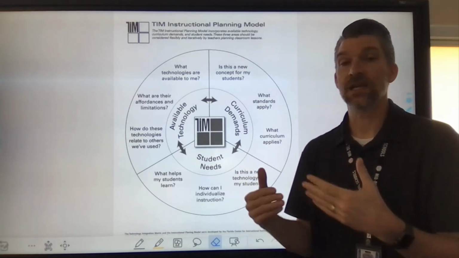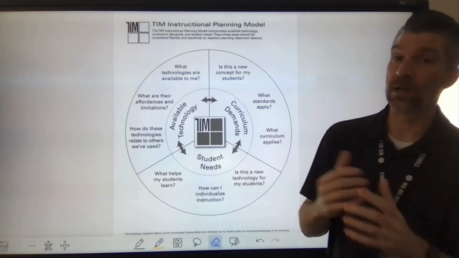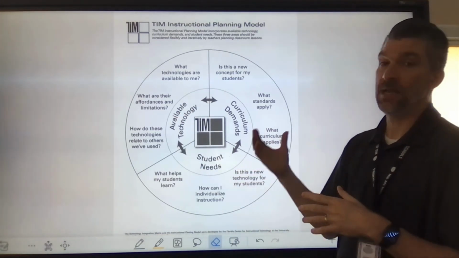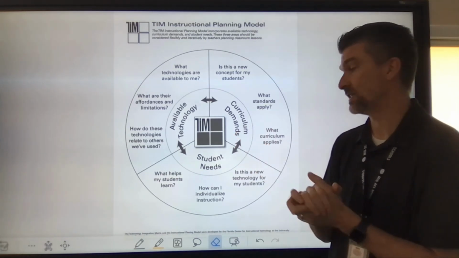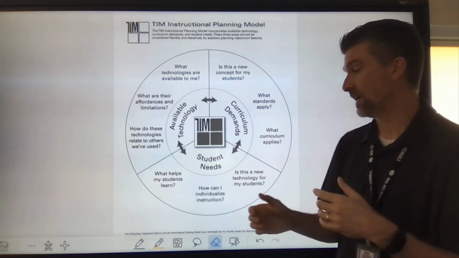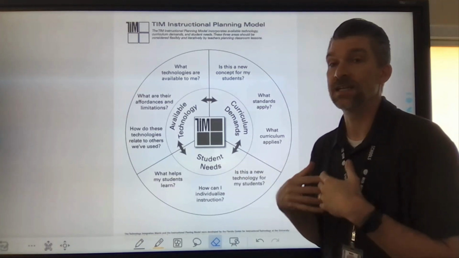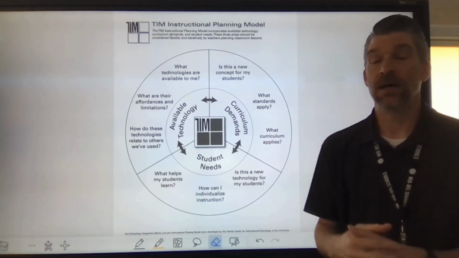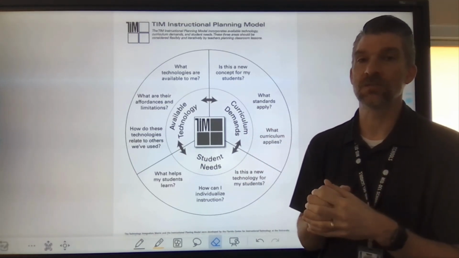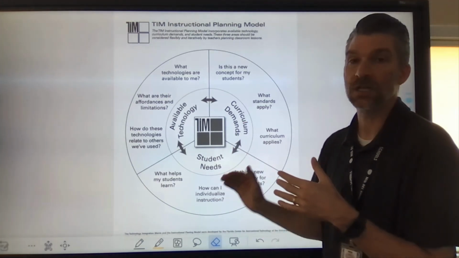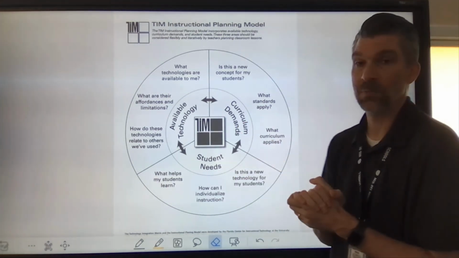You don't want to put together a lesson that requires a technology we don't have available. You don't want to put a lesson together that doesn't meet a specific curriculum need that we have in our district or align with Oklahoma State standards. And we don't want to put a lesson together that's going to require more work on the student side to understand the technology in the long run. So at first, the students are going to have to learn some of that. But in the long run, we shouldn't spend more time on technology than we do on learning. And this is called the instructional planning model.